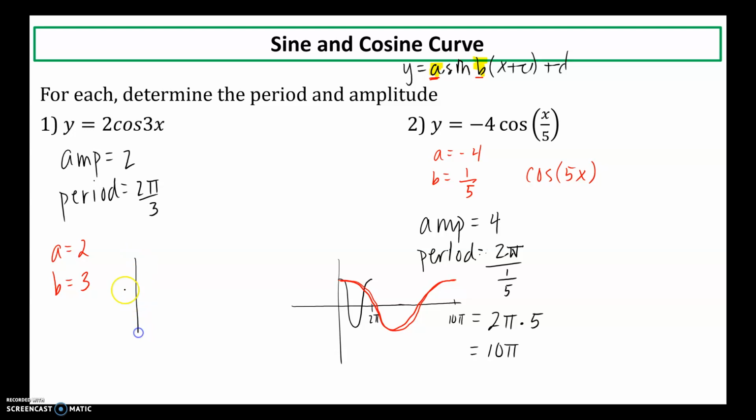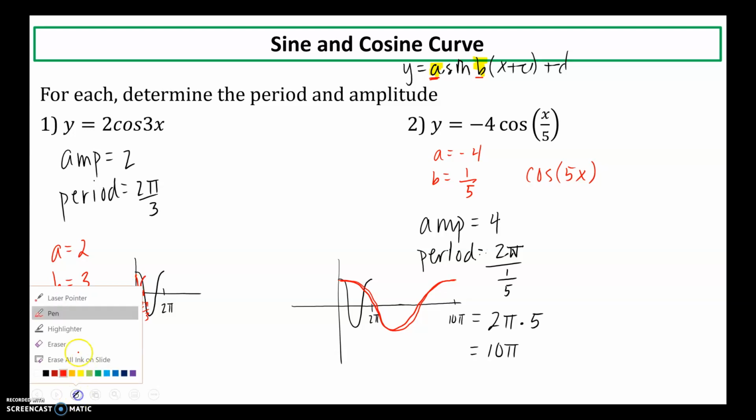As opposed to this guy, so if this is from 0 to 2 pi, my cosine is my parent graph. Well, 2 pi over 3 is a second quadrant angle, so it's going to be even before pi here. So what that means is I got to squeeze this graph into this tiny little space. Okay, so stretching and shrinking the period.